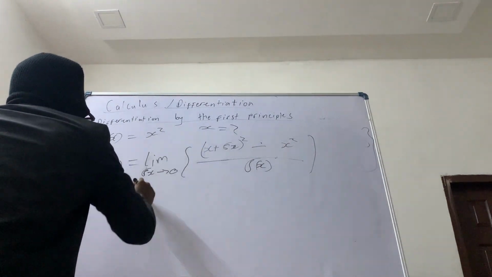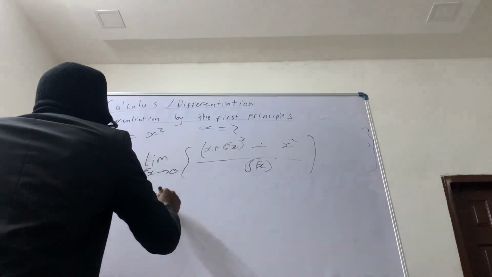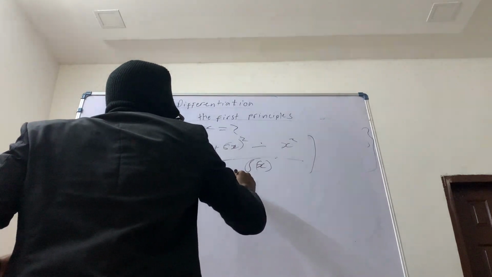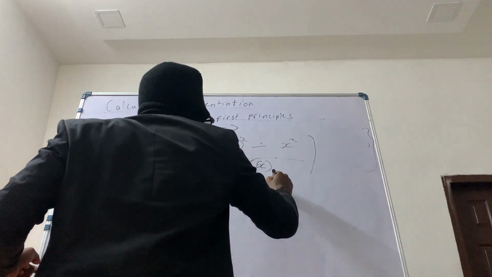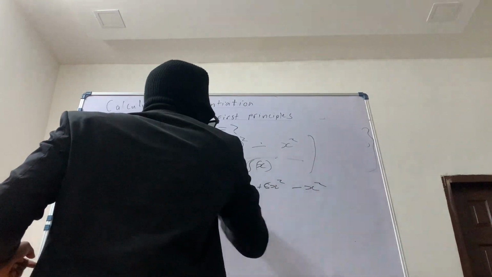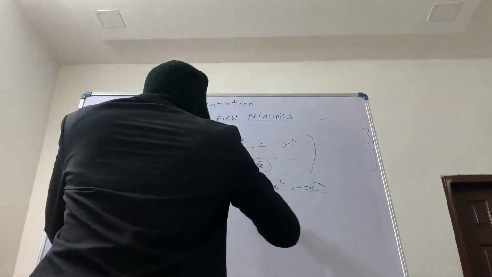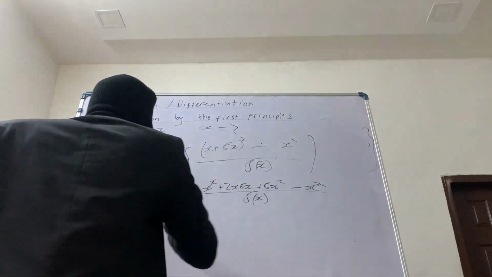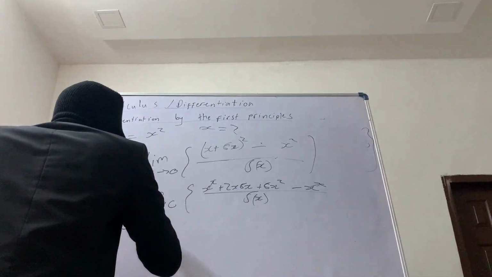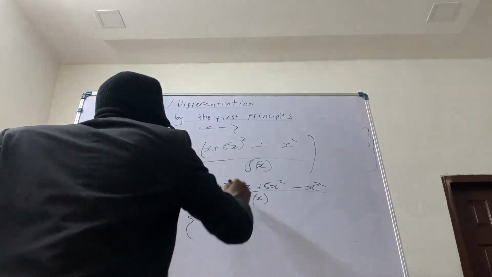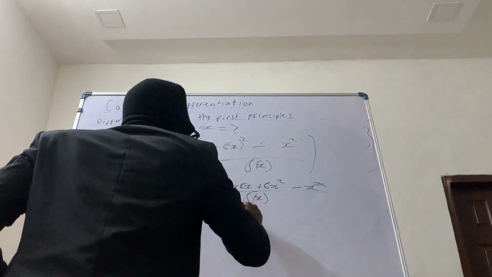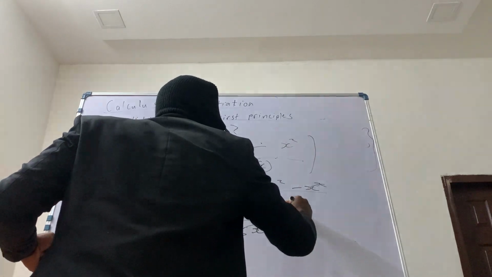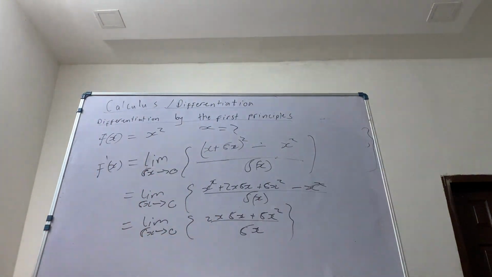We are going to simplify here. The limit as delta x approaches 0 of [x squared plus 2x delta x plus delta x squared minus x squared] over delta x. The x squared terms cancel each other, and we are left with the limit as delta x approaches 0 of [2x delta x plus delta x squared] over delta x. Beautiful stuff.